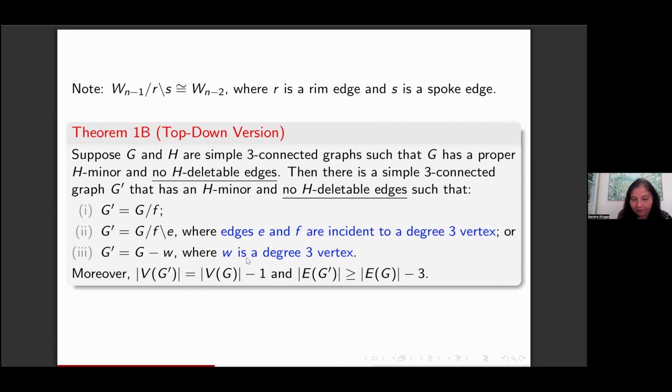So this might be a little bit easier to grasp. You have a graph with an H minor and no H-deletable edge. You can get a smaller one by contracting an edge, right? Or looking at a degree 3 vertex and then contracting an edge and deleting the other edge of the degree 3 vertex, or just throw out the degree 3 vertex.